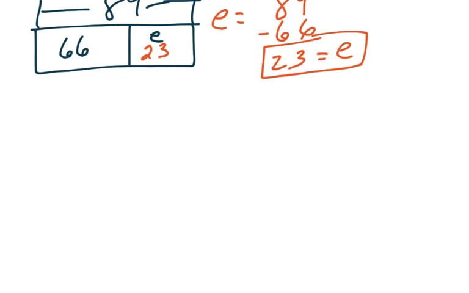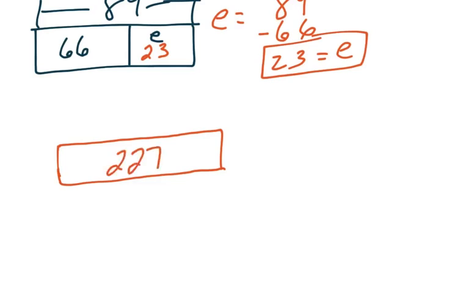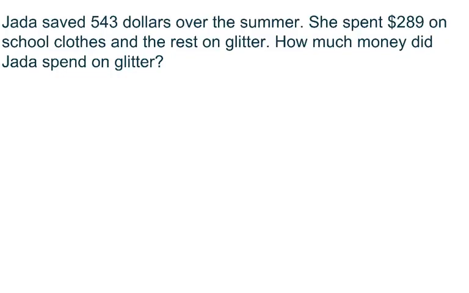Now remember, I'm going to leave you to solve this quick example. We have a total of 227 here, $127 here, and we're trying to find out what F is. I want you to go through and solve that problem, and let's look at our word problem that we have.